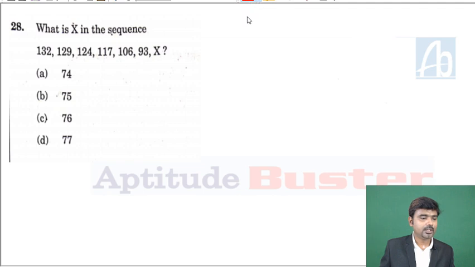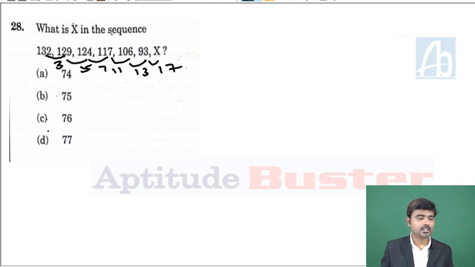Next, in this question, 132, 129, 124, 117, 106, 93, x. That's very simple. What's the difference here? 3. Next difference 5. Next difference 7. Next difference how much? 11. Next difference 13. Next difference 17. So the answer for this question is 76. Prime number difference.